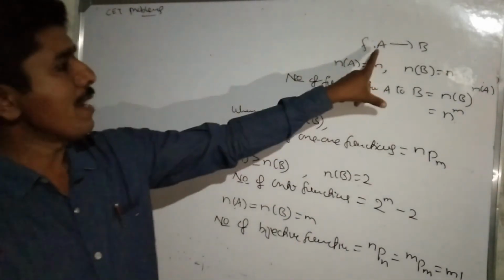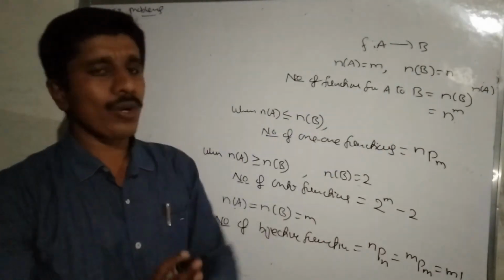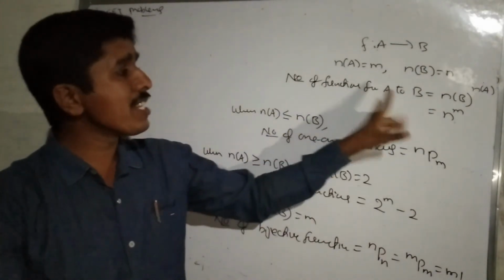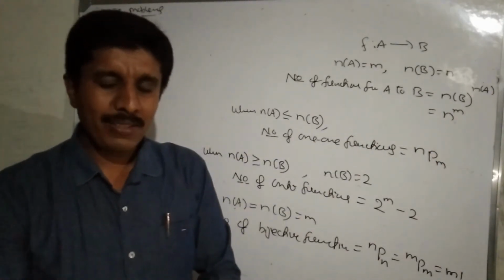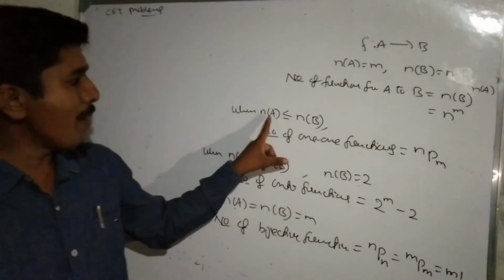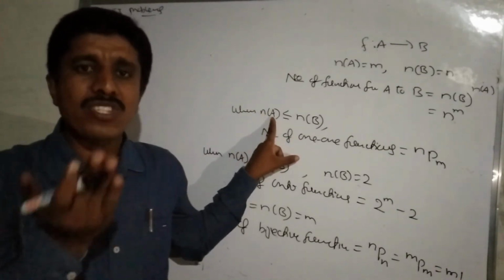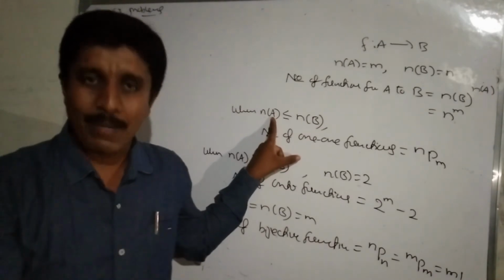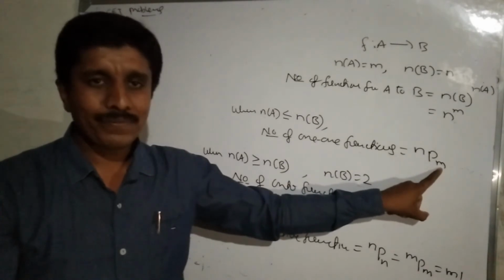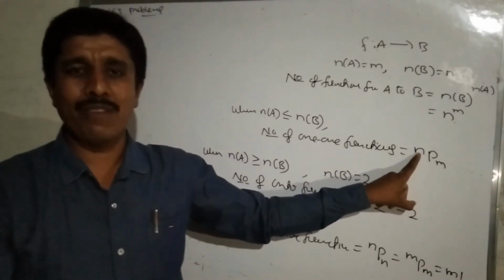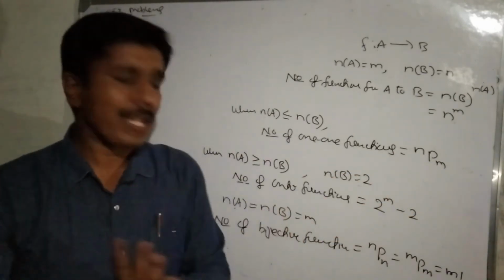Mind it. Number of elements of domain A equal to m, number of elements of codomain B equal to n. Then the number of functions from set A to set B is n power m. Standard formula, very important one. When the number of elements of the domain is less than or equal to the number of elements of the codomain, then one-one functions can be defined. Number of one-one functions formula is nPm. Here n means the number of elements of the codomain, and m means the number of elements of the domain.